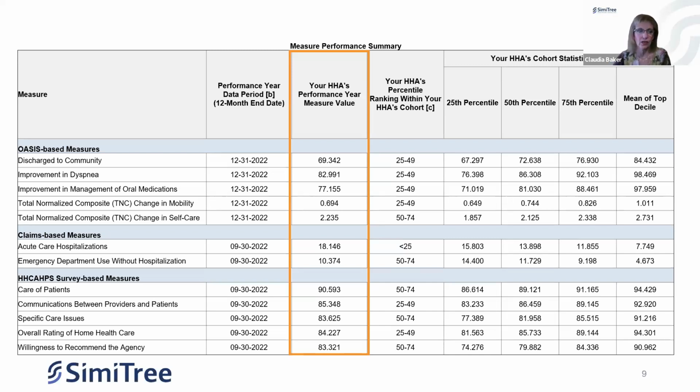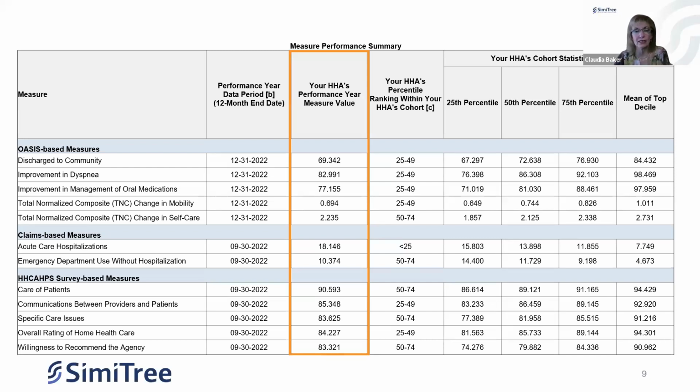So under the claims-based measures that we're looking at here, we've got acute care hospitalizations, and the 18.146 number that your agency performed. And this isn't anybody's agency, obviously, these are just example numbers that we have for you here. But that 18.146 is less than 25% of where they need to be. Meaning in this case, whereas in the OASIS measures, the higher the better, obviously in acute care hospitalization, we want to try to keep people out.